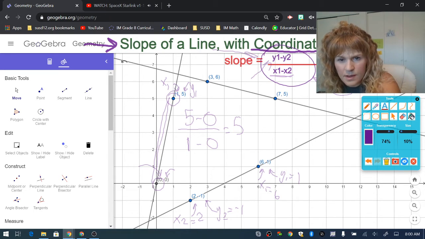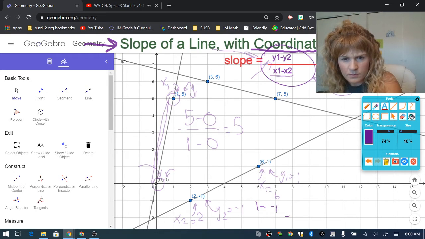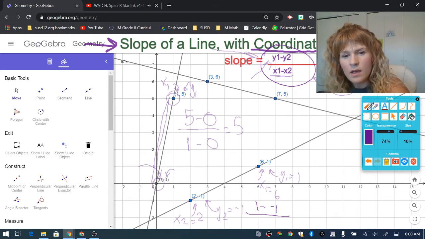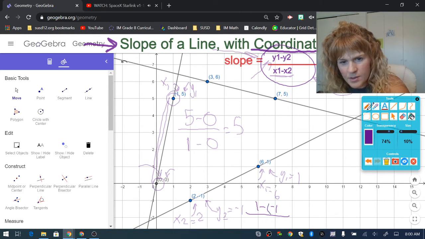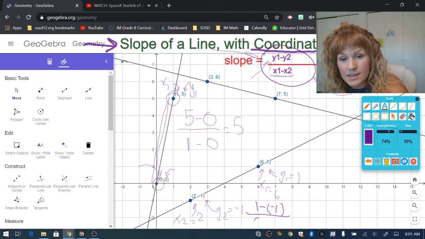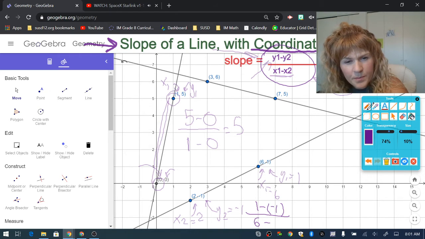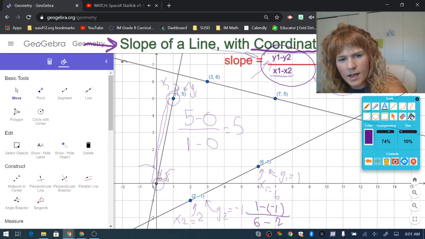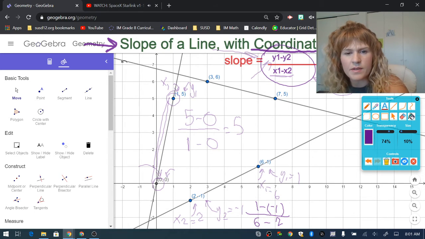Okay, let's calculate the slope of this line. y1 minus y2, that will be 1 minus a -1. Negative numbers are very important when you calculate the slope of a line. 1 minus, I'll use parentheses to help, minus -1. And then x1 minus x2 is 6 minus 2. I'm going to do that again right here, in case you can't see down on the screen. Let me do it right here in this box.